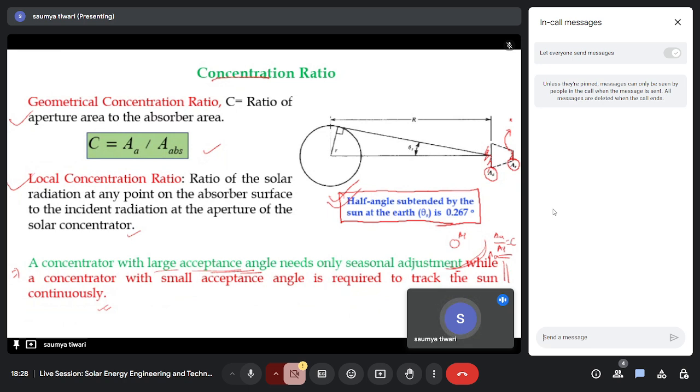So how are acceptance angle and concentration ratio interrelated, or how does it affect? If there is a larger acceptance angle, then less seasonal adjustment needs to take place. If the aperture area is very small, then your tracking requirement will be continuous, to ensure that the maximum solar radiation falls within this smaller acceptance angle range.